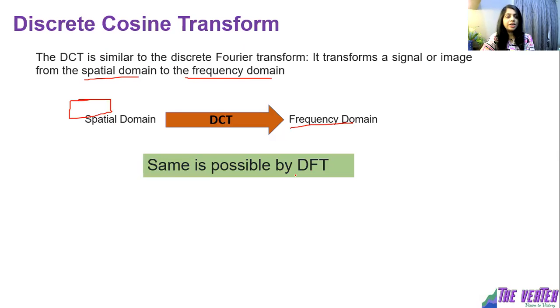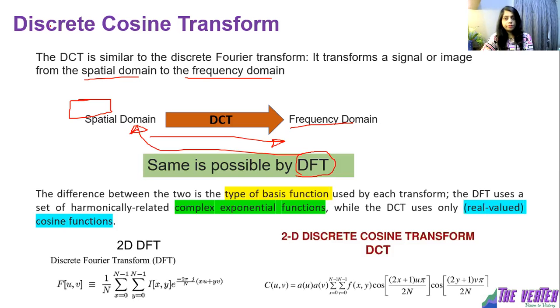The same is possible by DFT. What does DFT do? DFT also transforms a signal or image from spatial domain to frequency domain. Then what is the difference between the two? The difference between the two is the type of basis function. In both transforms, the basis function is different. DFT uses a set of harmonically related complex exponential functions, while DCT uses real valued cosine functions.